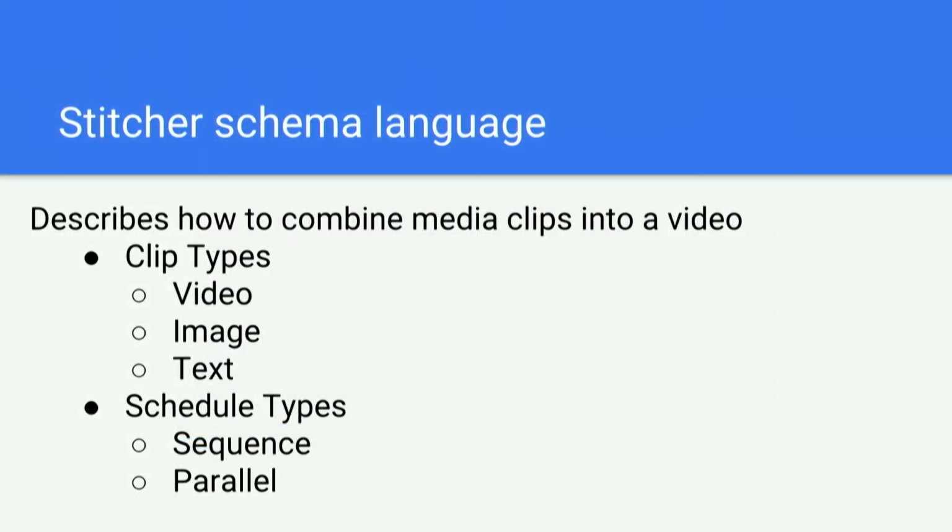So the Stitcher schema language describes how to combine media clips into a video. And there are 3 types of clip types. There's video, image, and text. And then there are the ways you schedule these different bits of media. You can either sequence them together or schedule them in parallel, which basically means compositing them over one another as overlays.